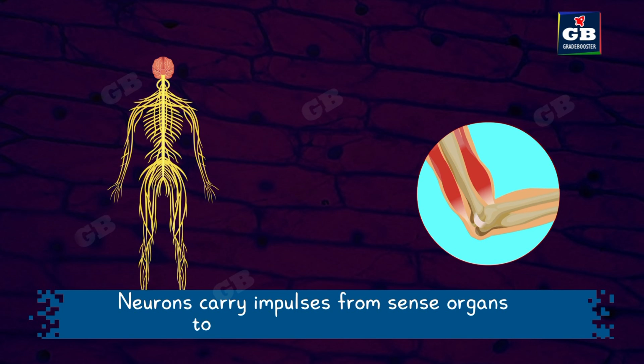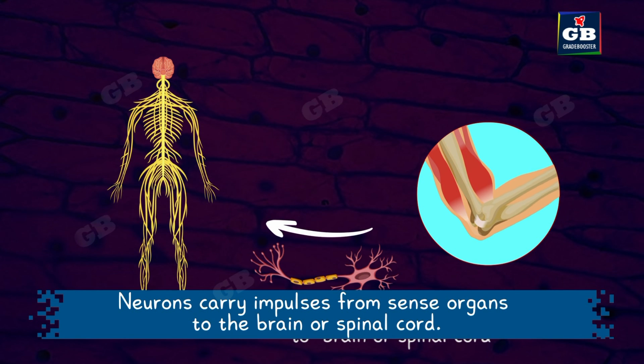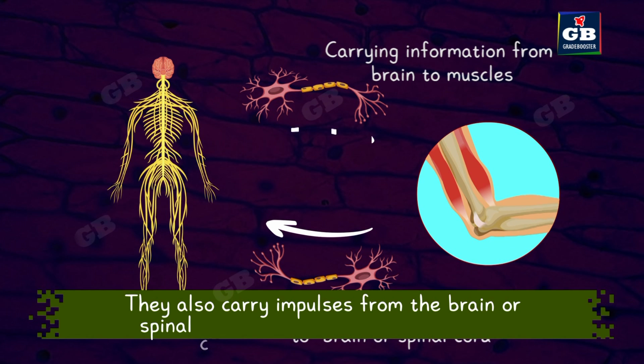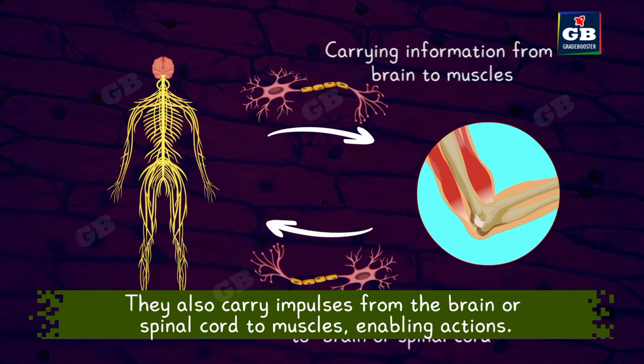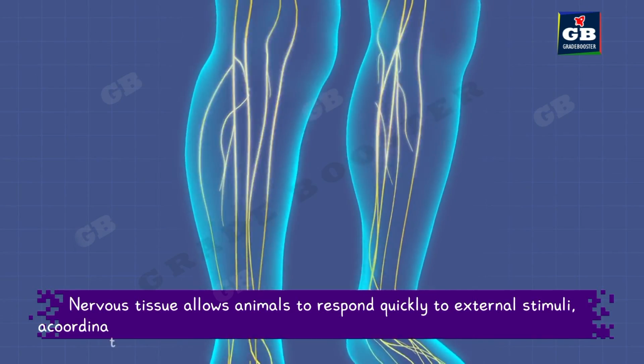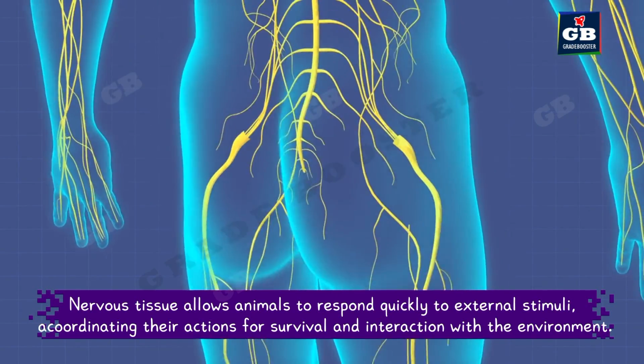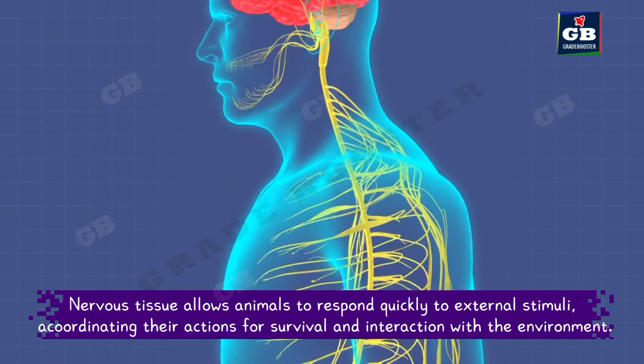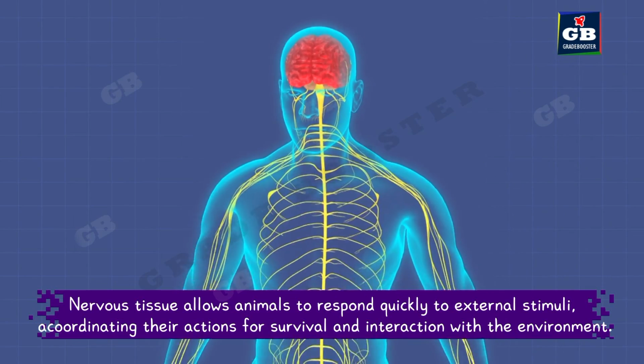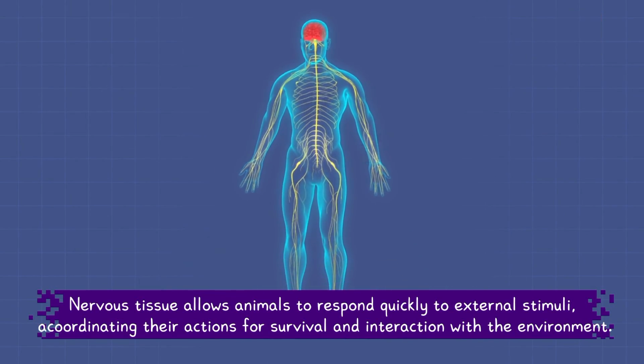Neurons carry impulses from sense organs to brain or spinal cord. They also carry impulses from the brain or spinal cord to muscles, enabling actions. Nervous tissue allows animals to respond quickly to external stimuli, coordinating their actions for survival and interaction with the environment.